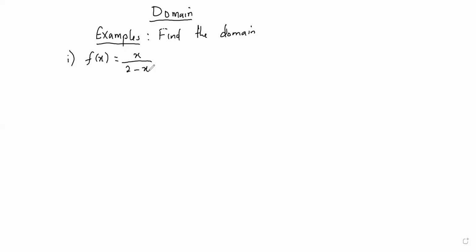Okay. For example, if we take 1, we'll get 1 over 2 minus 1, which is 1 over 1, which is 1. 1 is a number. So we've gotten a 1, which is fine. Now we want to continue getting those numbers. Let's try 2.